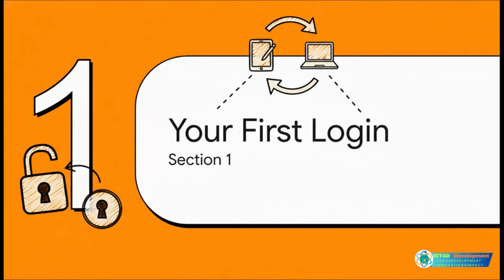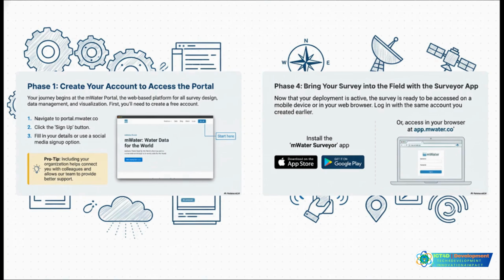All right, first things first, we got to get you into the system. It's a pretty simple process, but it involves two key parts that work together, a web portal and a mobile app. Let's take a look at how they connect. The easiest way to think of it is like this. The web portal on your computer is your command center. That's where you'll design your surveys and analyze all the data that comes pouring in.